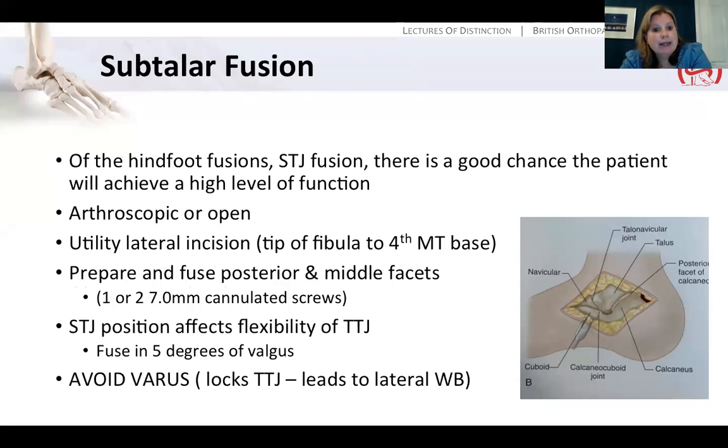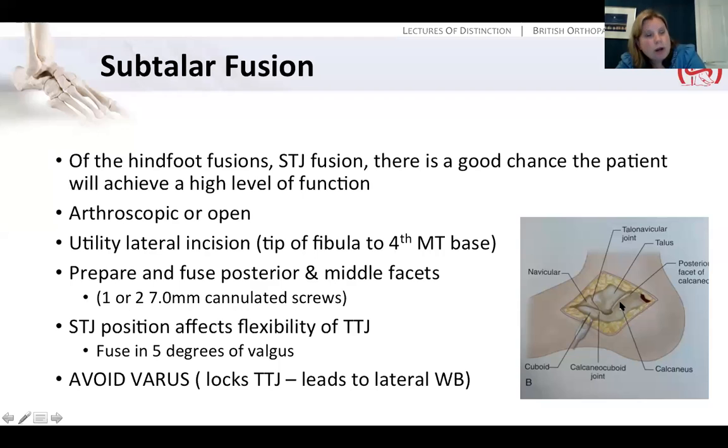Surgery can be done either arthroscopically or open. Most people perform the surgery open, and they use a utility lateral incision, which is basically from the tip of the fibula to the fourth metatarsal base. And you need to be preparing that posterior facet and the middle facet, and then fixing it with 2 screws from the calcaneum into the talus.